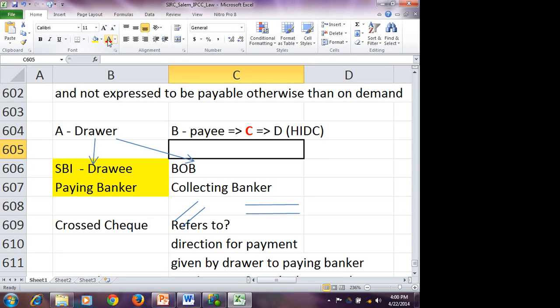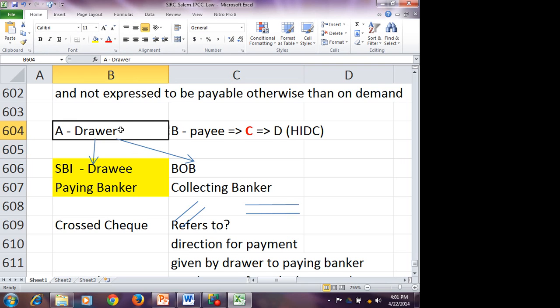But in case it's a non-negotiable crossing, D gets the same title as that of C. D also gets a bad title, which means when he gets a bad title, he cannot retain the funds. He has to pay the funds back to the true owner. He cannot retain the funds.